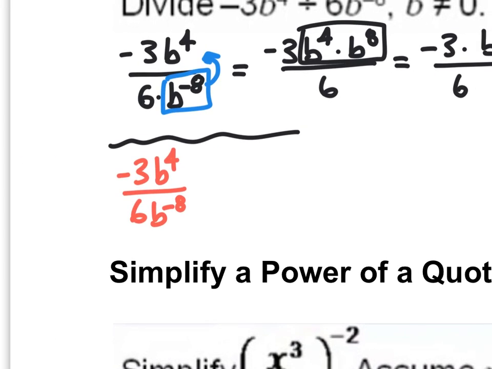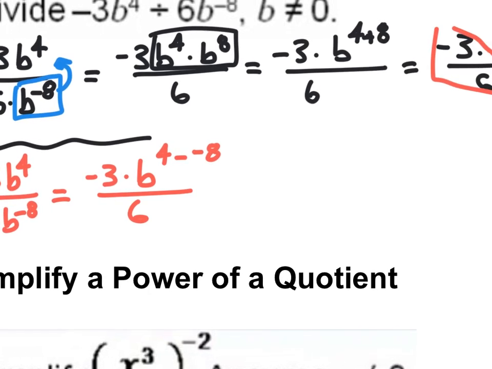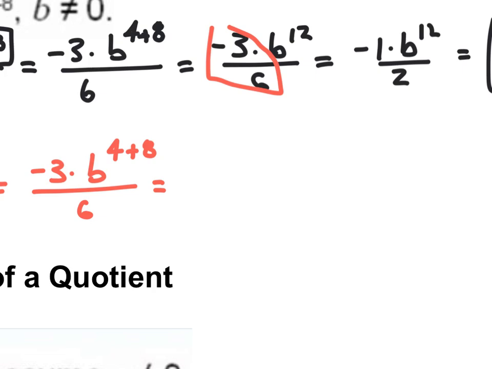Another way would be to just do your operations that you know about. Since you're dividing these numbers, you just subtract the exponents. So you would get negative 3 times b to the 4 minus negative 8 power, and then divide that by 6. That would give you negative 3 times b to the 4 plus 8 power over 6, which would then give you negative 3 times b to the 12th over 6. So you're going to get the same thing.